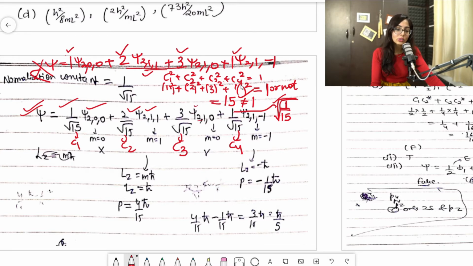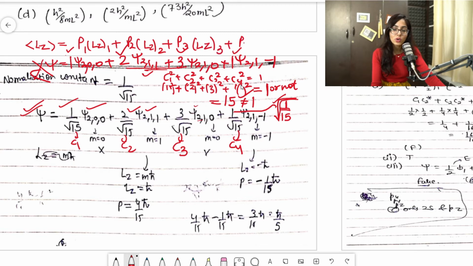Clear? So I need to calculate this LZ, and I told you that for calculating LZ, it should be P1 into LZ1 plus P2 into LZ2, whatever is given. If it is L square, you will write P1 into L1 square plus P2 into L2 square, like that. So however many states are given, you will keep writing according to the states. Clear? So I will write P3 into LZ3 plus P4 into LZ4.